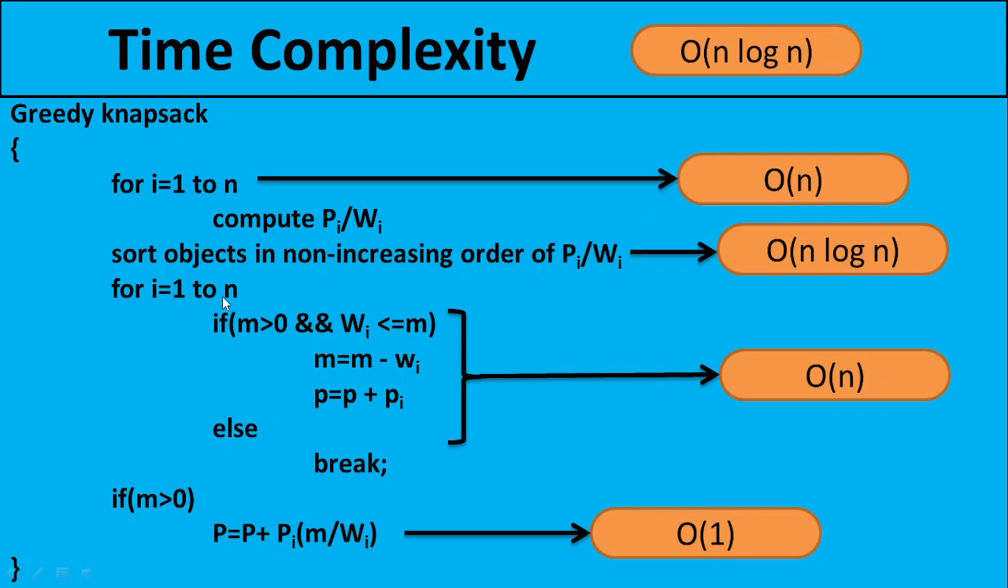Then for every element 1 to n, we are checking these conditions, whether we can add that item or not. So it will take order of n time. And lastly, we are including the object partially, the last remaining object. So it will take order of 1 time. So the dominating factor in all of these is n log n. So the time complexity of this algorithm would be n log n. We can also use heap sort and call the max delete max function every time, but then also it will take n log n time.